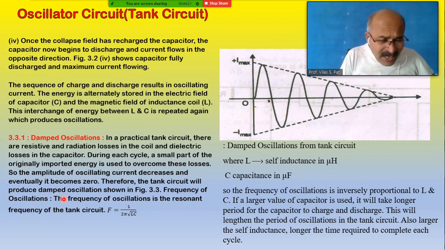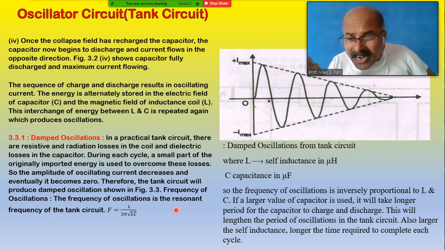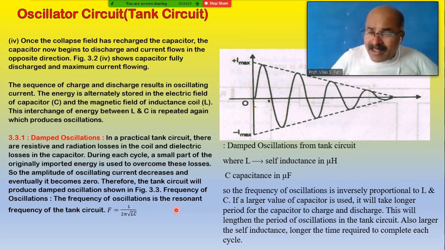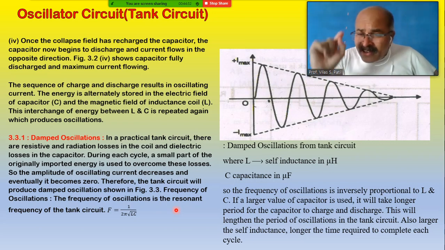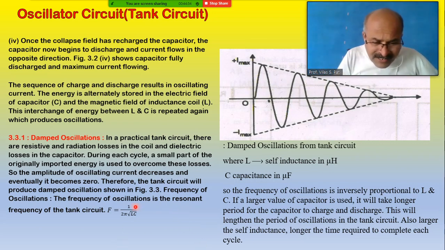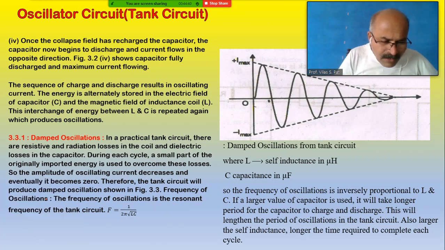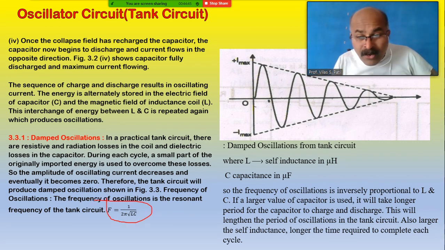And what is the magnitude of the frequency of the oscillation? We know the resonant frequency formula: f is equal to 1 upon 2 pi root of LC. See this formula; I am taking the pen and using it here. f is equal to 1 upon 2 pi root of LC.